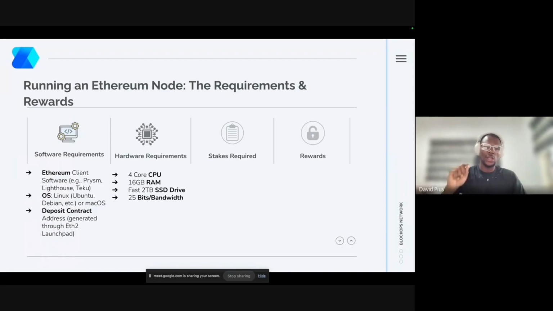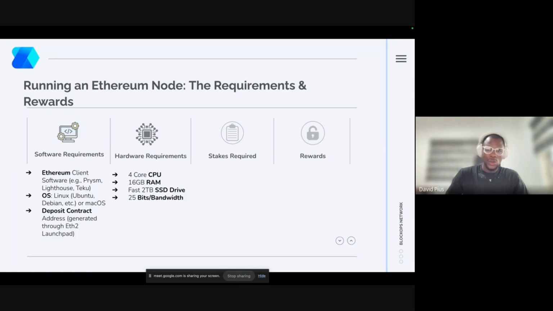You also need data that is not capped. You should have a data bandwidth of about 3 terabytes per month. But to be on the safer side, have a data bandwidth that is not capped, it should be unlimited. This is what you need from a hardware and internet perspective. Also what is not here is obviously you need electricity, running 24/7.